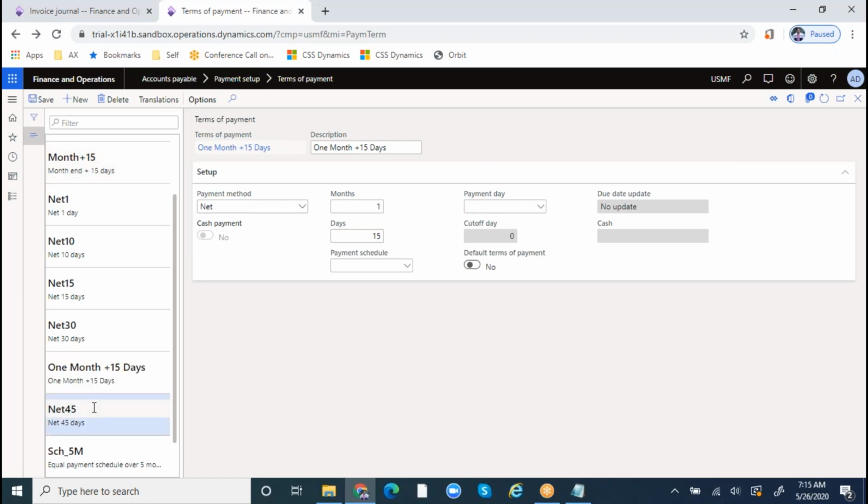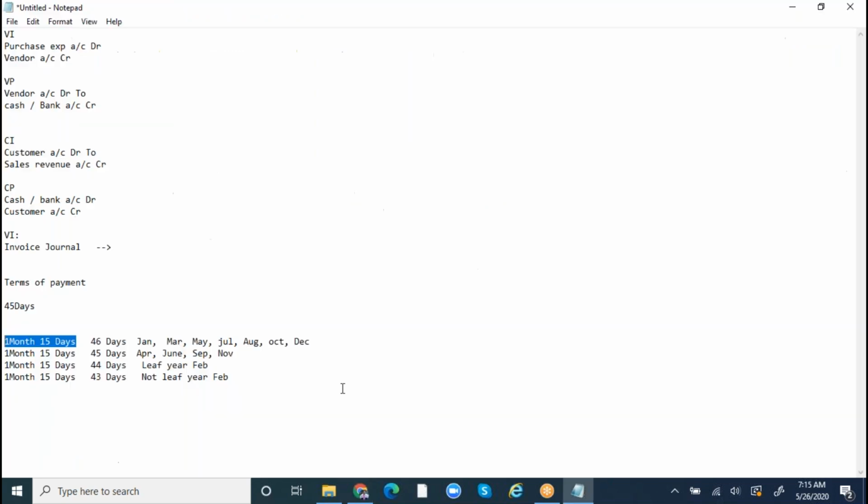Fine. Net 45 days is there, and 1 month plus 15 days is there. So we can use this function. If it is net 45 days, you enter strictly days. If it is 1 month plus 15 days, we can enter it like this.